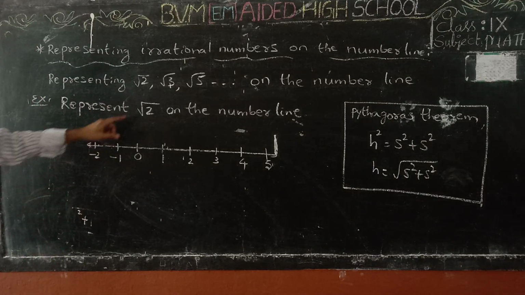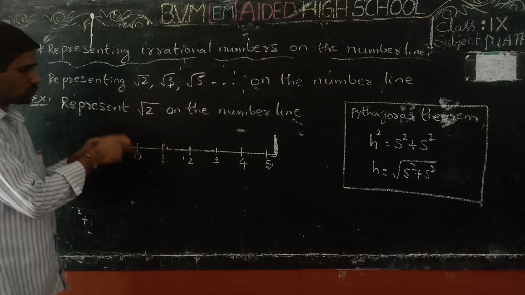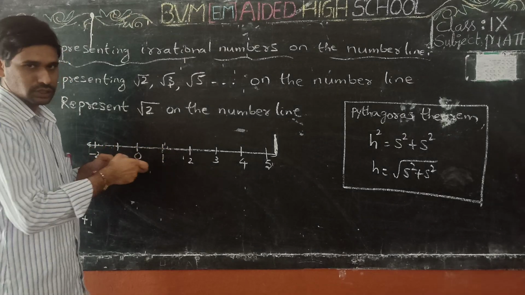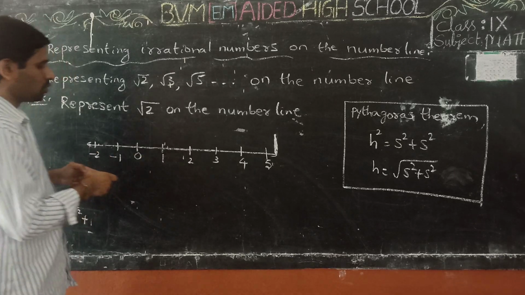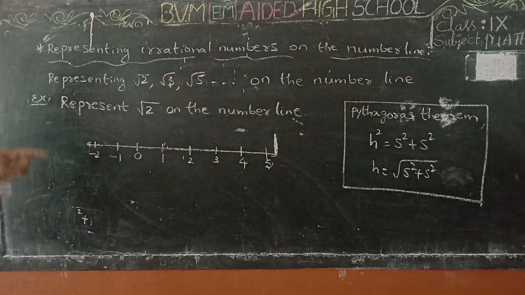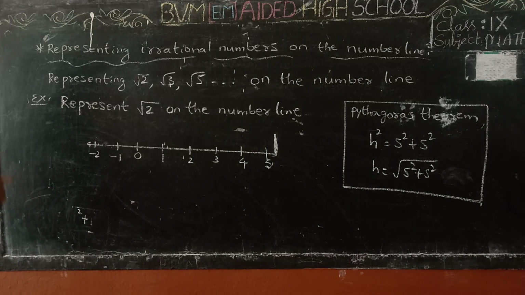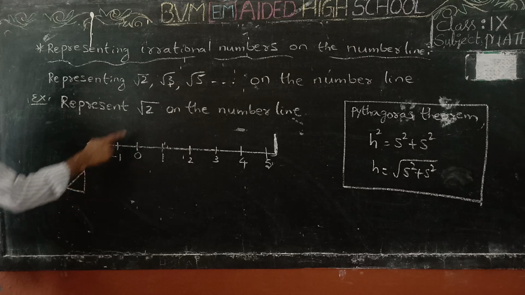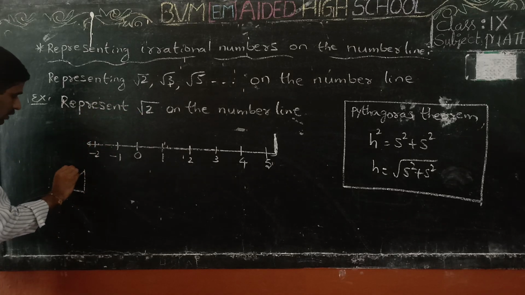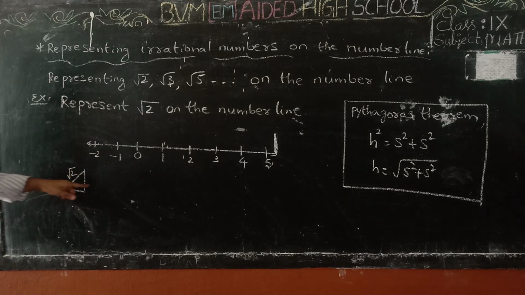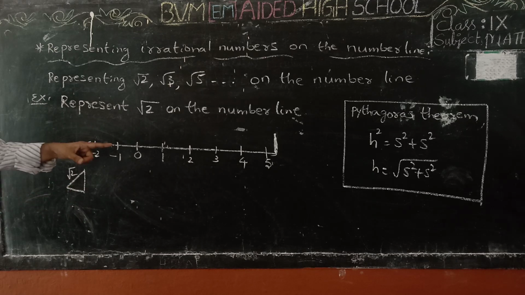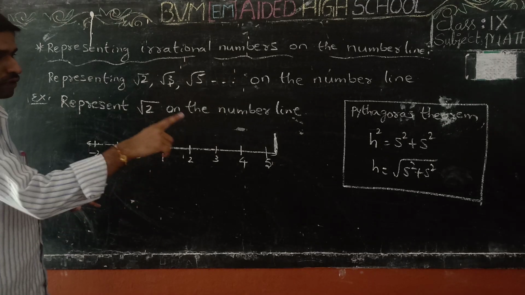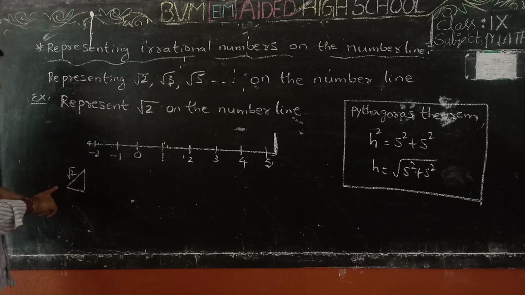So we need to represent root 2. Root 2 lies between two integers. What are those two integers? Root 2 value lies between which two integers? To find this, we use the Pythagoras theorem. In a right angle triangle, if you take root 2 as the hypotenuse, what will be the remaining two sides? Hypotenuse square equals side square plus side square. Hypotenuse equals square root of side square plus side square.